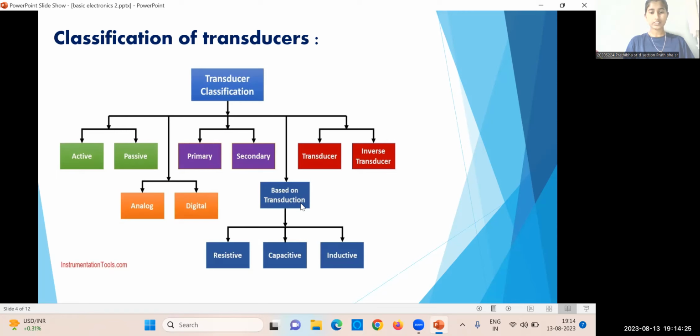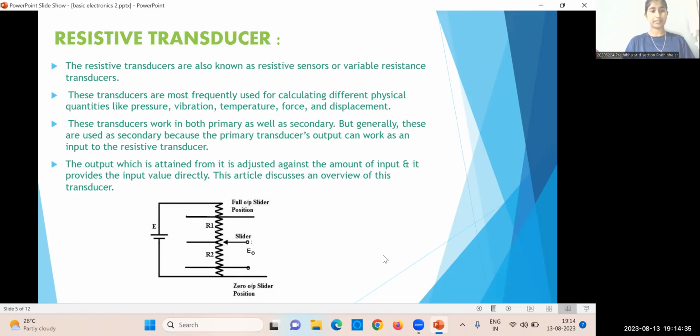Based on transduction, the transducers are classified into three types. They are resistive transducer, capacitive transducer, and inductive transducer. Let us see in brief. First, let us know the definition of resistive transducer.